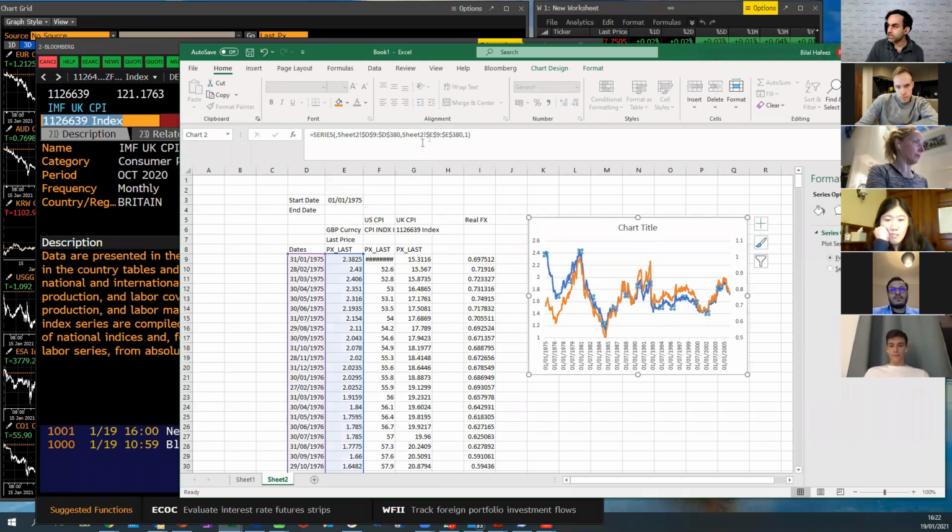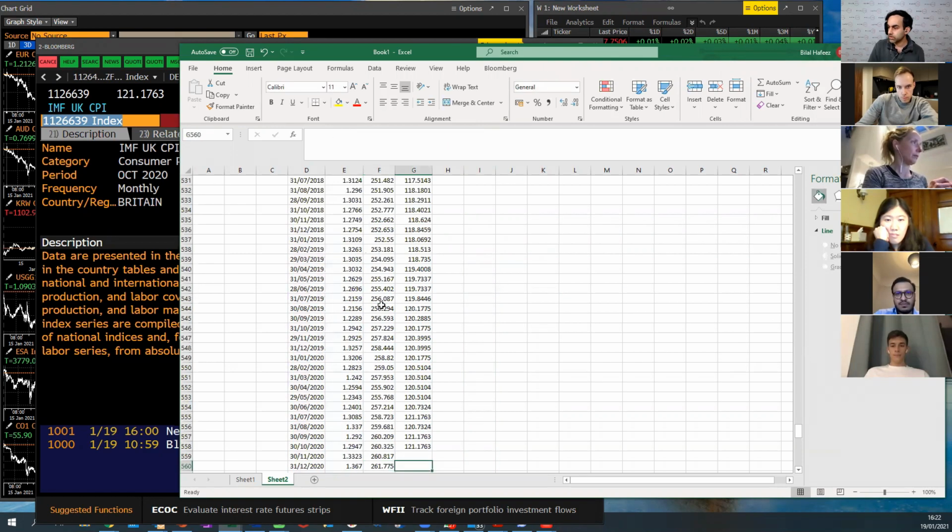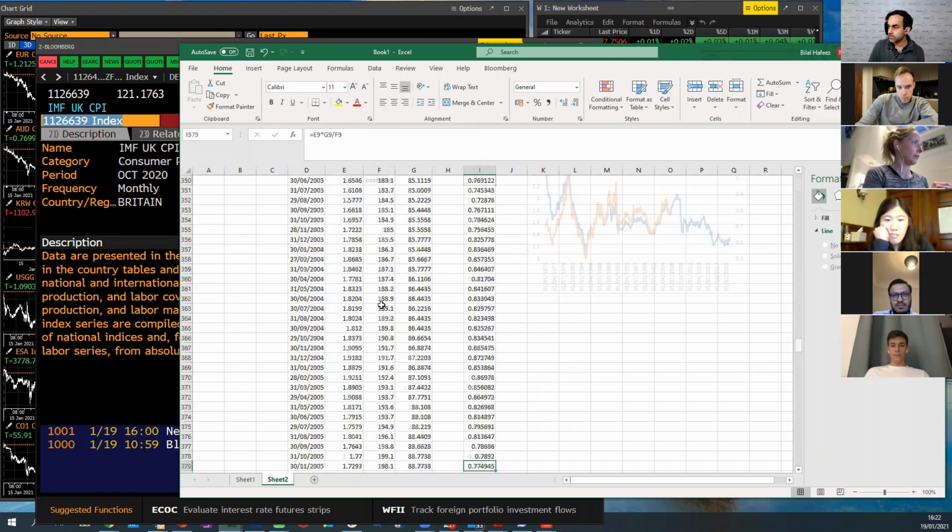Okay, so now we have these charts here. So let me just extend the lines. Okay, so now this shows you the real exchange rate. And looks like I'm not going far down enough.